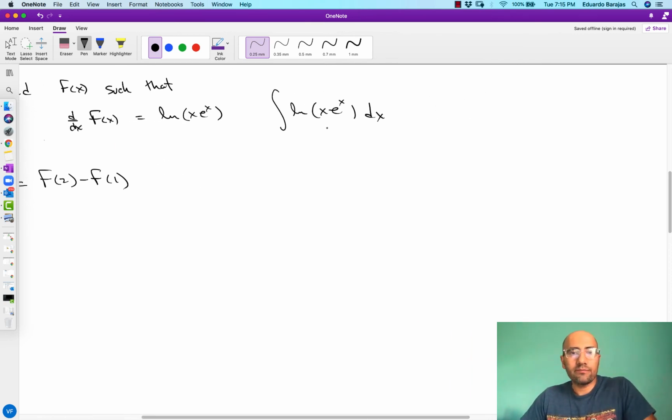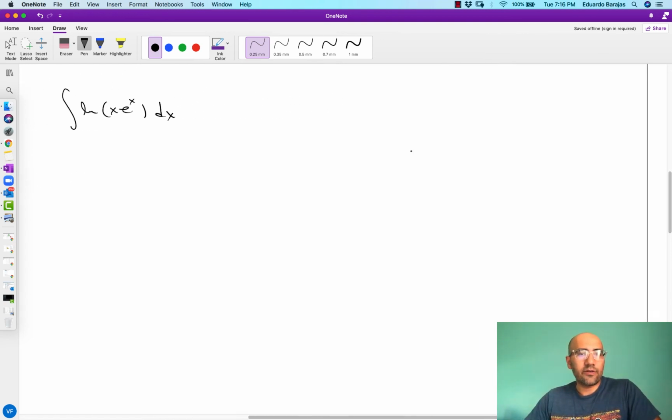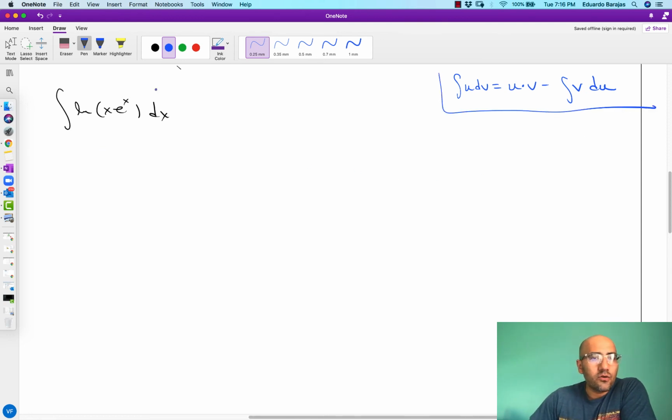Let's scoot over here. So let's use the method of integration by parts. Let me write down the formula. The formula is the integral of u dv equals u times v minus the integral of v du. Okay, so there's my formula. Now it all comes down to choosing the appropriate value of u.